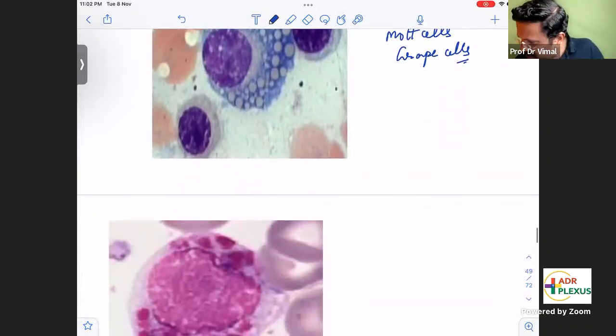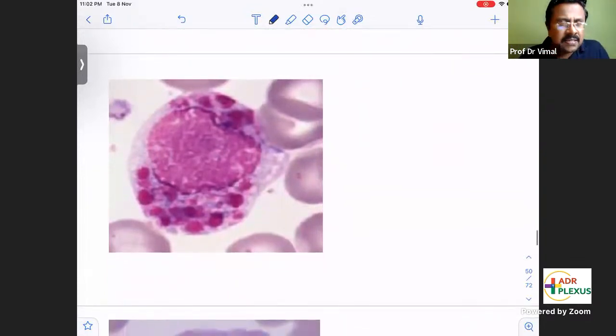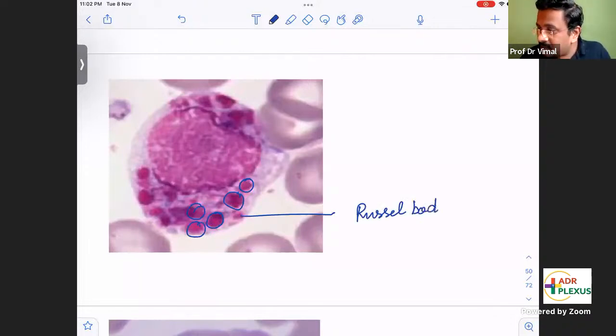Very good, Dr. Jagadish. And what are these bodies in the cytoplasm? Yes, eosinophilic bodies, that is the immunoglobulins present in the cytoplasm. These are the Russell bodies. So Russell bodies are in the cytoplasm.